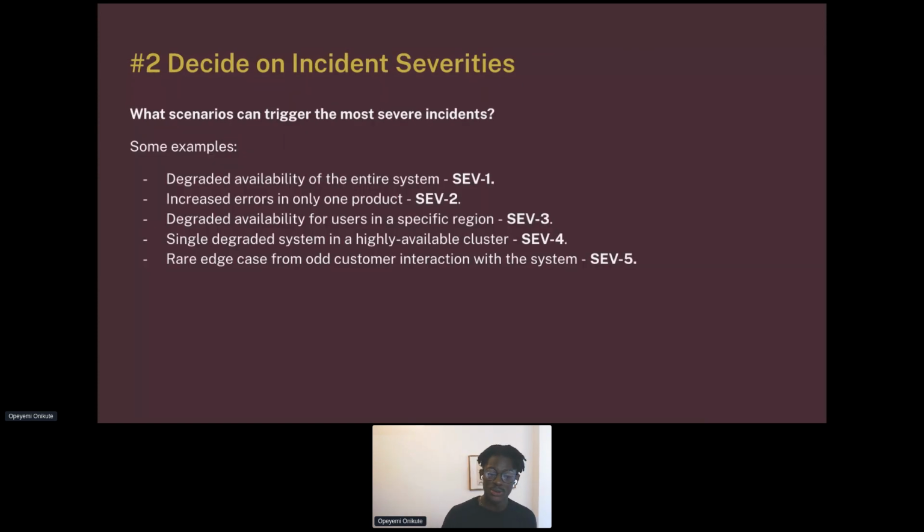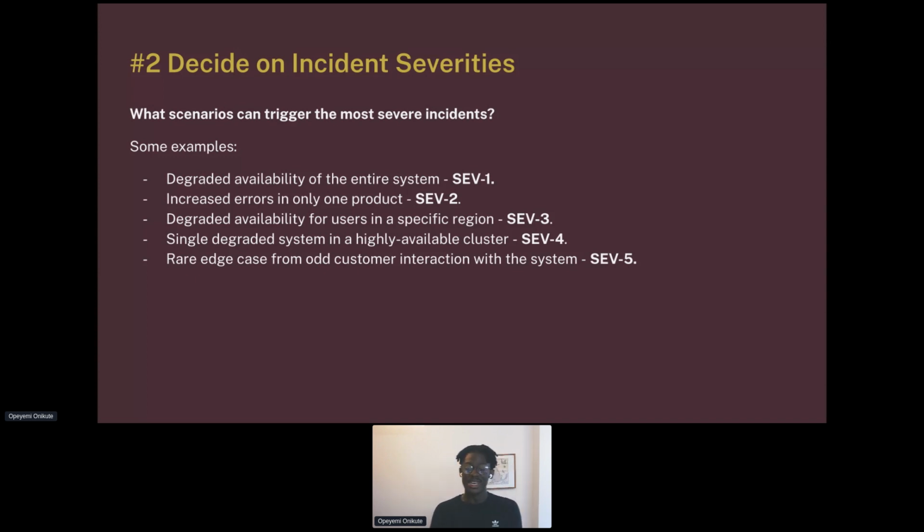Right. So step two, after understanding the states and the nature of the incident, is to now decide what the severities of incidents should be for your company, right? You can call it severity, you can call it priority. It's really up to you. But based on the severities, you can now start to map what incidents would have what severities, right?